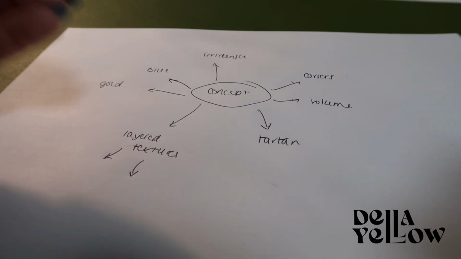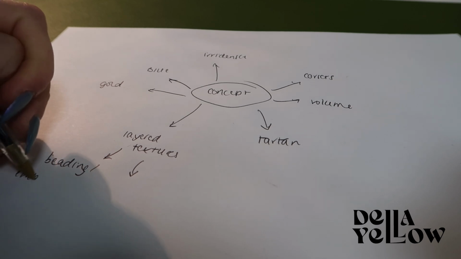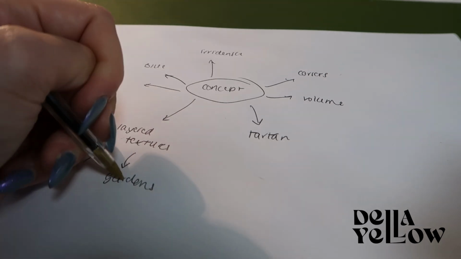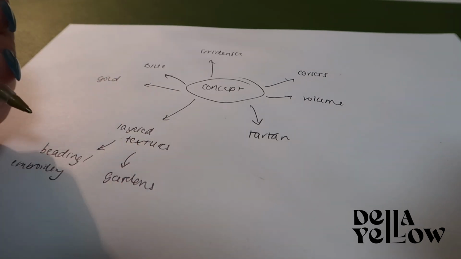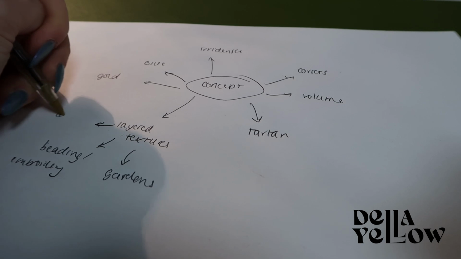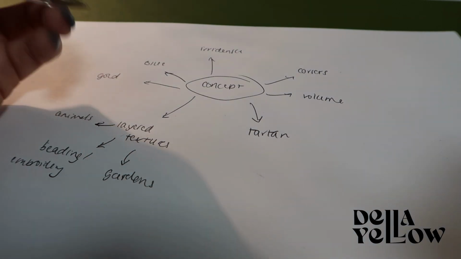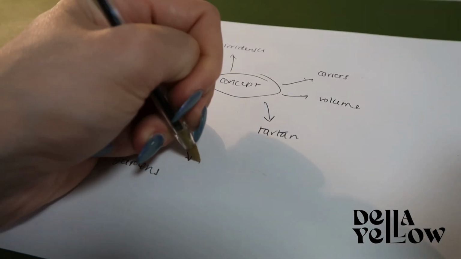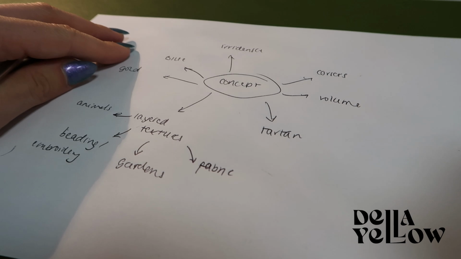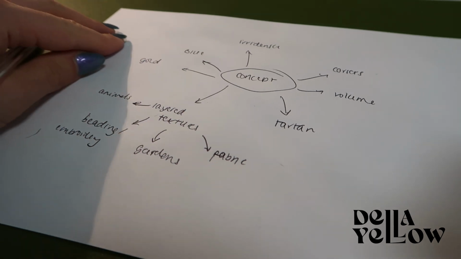When I think of layered textures, I think of beading and potentially embroidery. I also think of gardens. I guess there's lots of different textures going on in a garden. I also think of animals. They have so many textures with their fur and their skin. Also, a really obvious one that you could explore is fabric. There's so many different types of fabric with different textures. After this, I'm going to move on to the next bullet point.